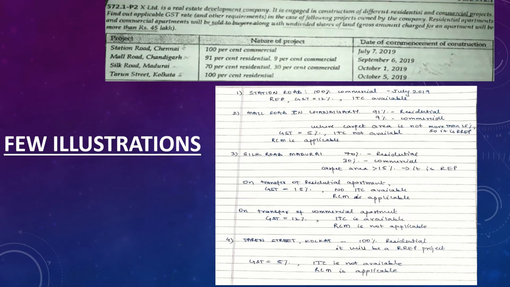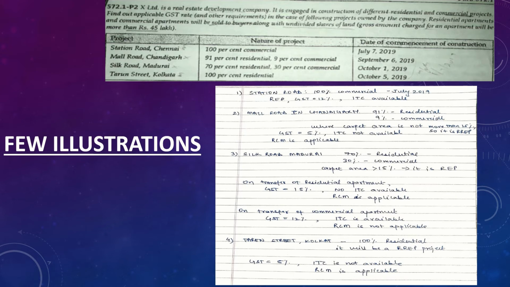So now let's have a look at a few illustrations to help understand the concepts better practically. In this question, we're given different projects, their nature and the date of commencement of construction. We have to categorize them as what will be the RCM and whether it will be REP or RREP under affordable, non-affordable and so on. Taking the first project, Station Road, it is a 100% commercial project and commencement was in July 2019. So it is an REP, GST would be 12%, ITC is available.